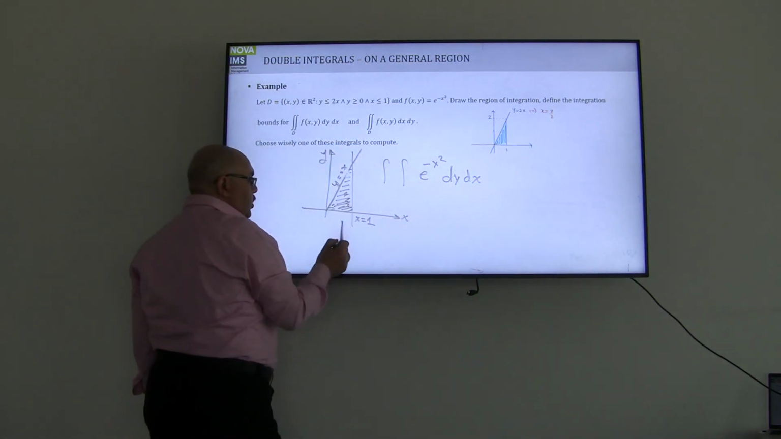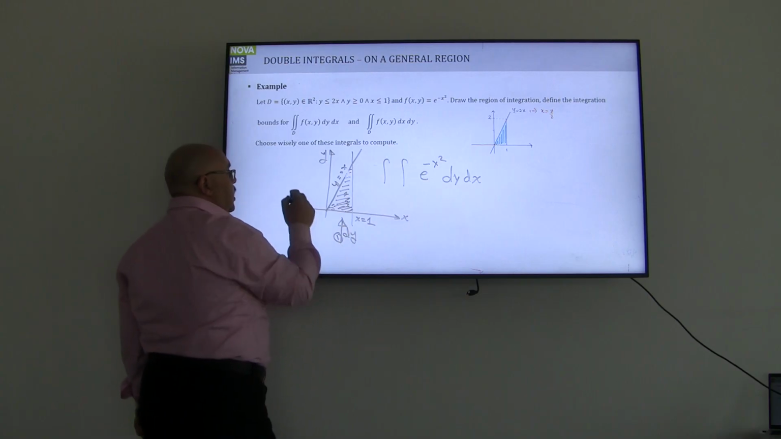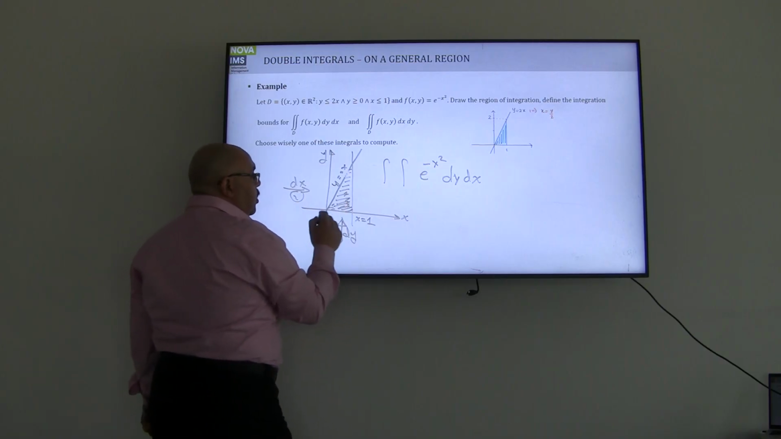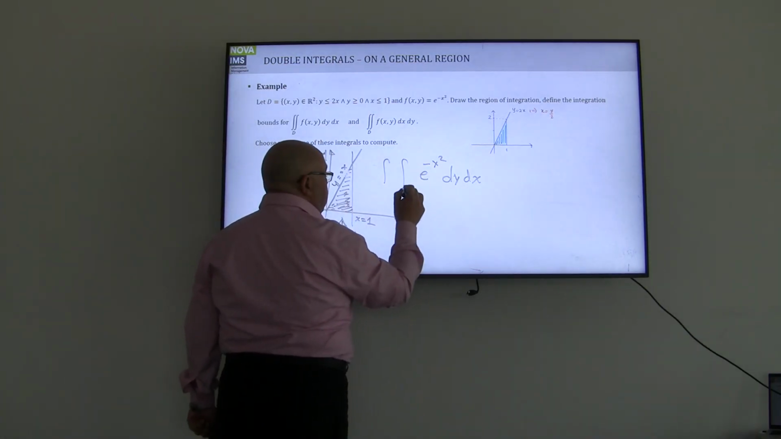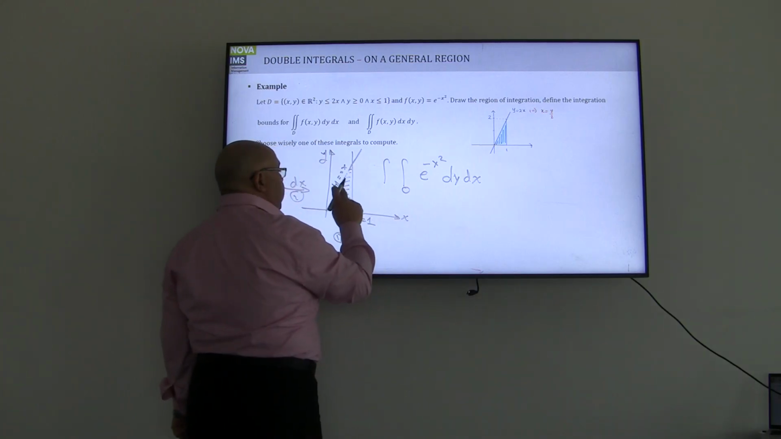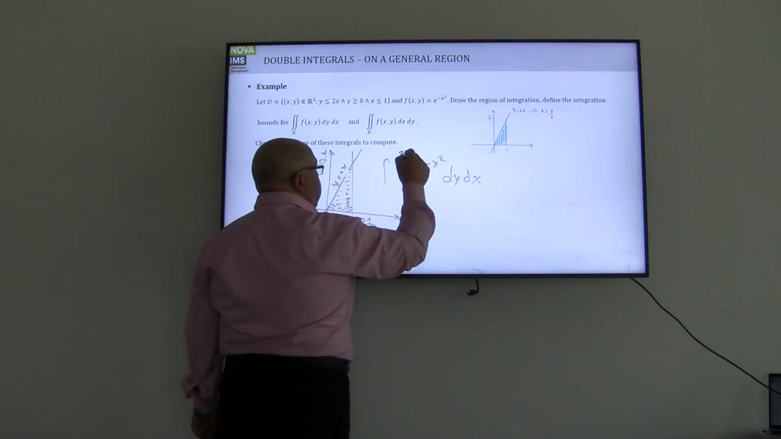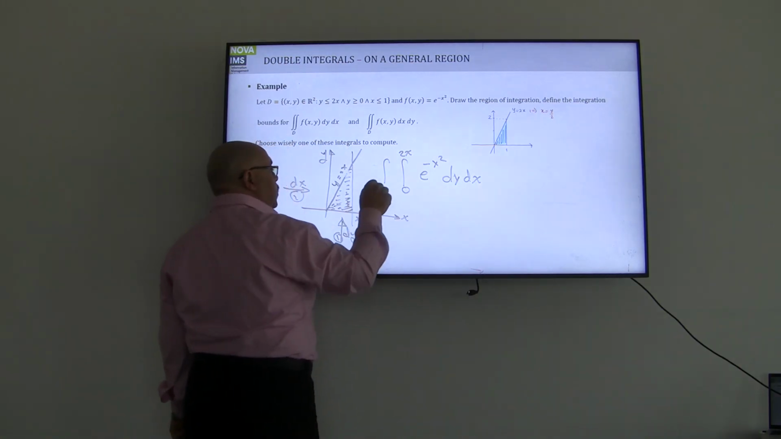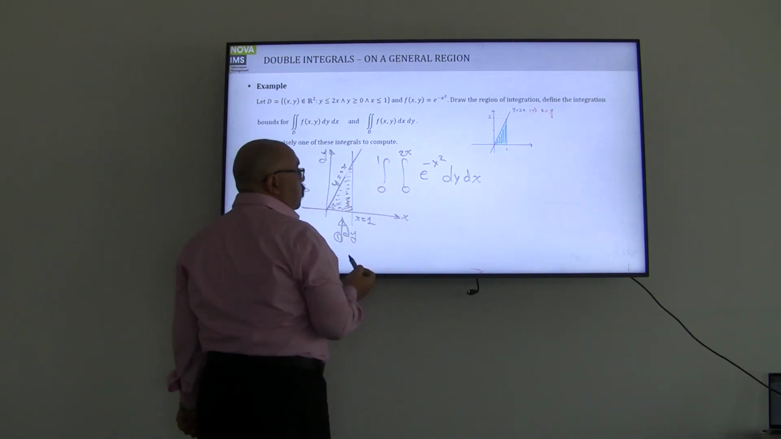So for this region, I will go first in the y direction. This is number 1. Then second in the x direction. If I want to go in the y direction, I will go from y is equal to 0 inside my region, till you reach y is equal to 2x. In the direction of the x, it will start from 0 up to 1.